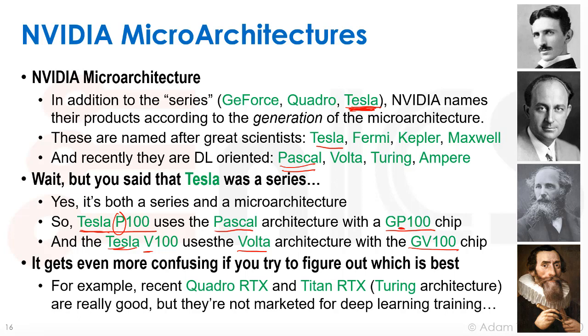So the recent Quadro RTX and Titan RTX, which both run under the Turing architecture, are really good, but they're not marketed for deep learning training. So how do you actually pick which is the best card?